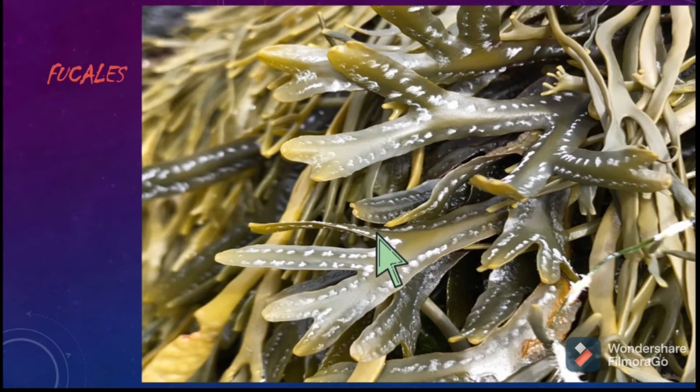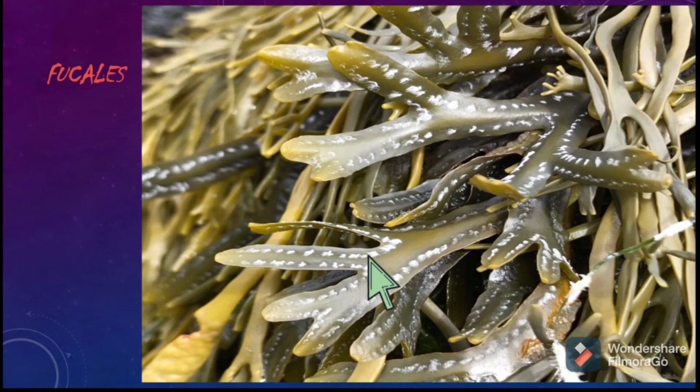So in the case of Fucales, the plant body consists of a fork-like, flattened, band-shaped upper part known as the blade. So this upper part here is known as the blade, and a more or less cylindrical lower part. In the lower region, the plant body is cylindrical, whereas the upper part is a flattened fork-like, band-shaped structure known as the blade.